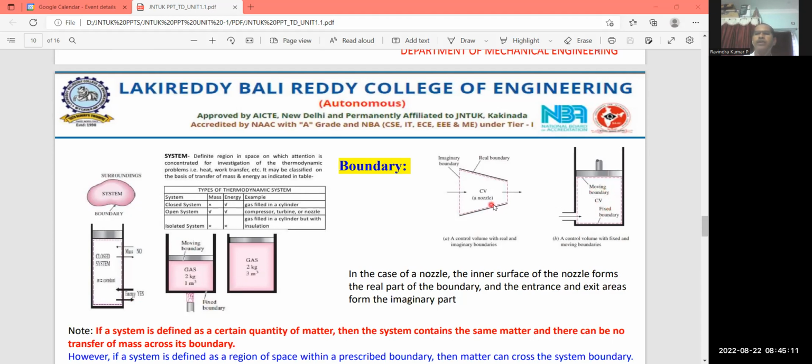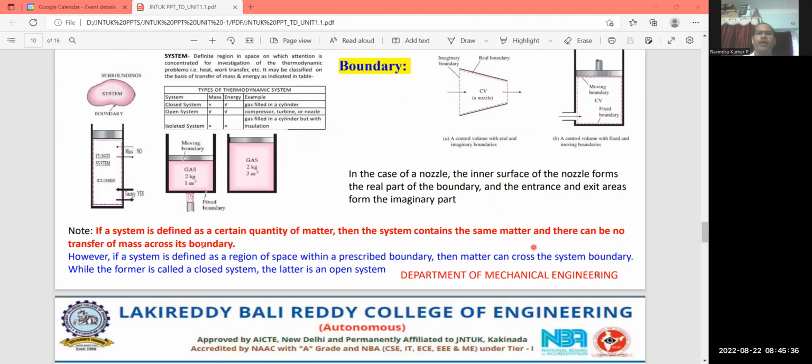In case of an open system, for example a nozzle, there is the real boundary, which forms the inner surface, whereas the imaginary boundary is connected to the inlet and outlet part. So in an open system we may call it a real or imaginary boundary. In a closed system we may call it a fixed boundary or moving boundary. So in a closed system, mass is not transferable, only energy interactions take place. Example is gas filled in a cylinder.